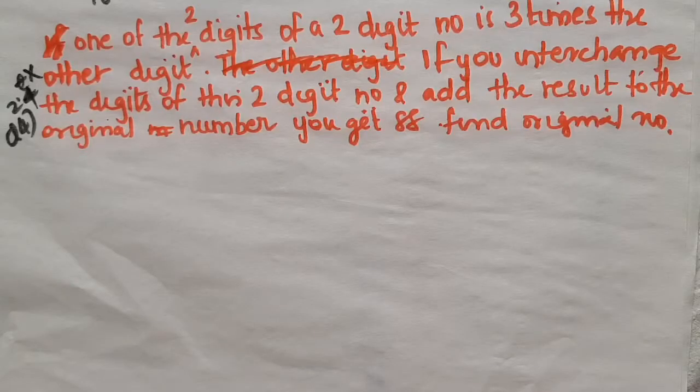Moving on to another type of question. So this is question number 4 from exercise 2.4. One of the two digits of a two-digit number is 3 times the other digit.